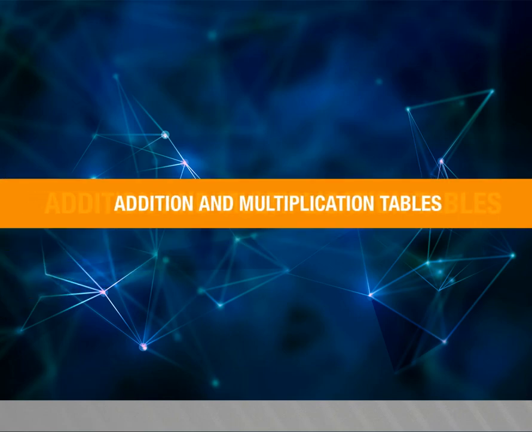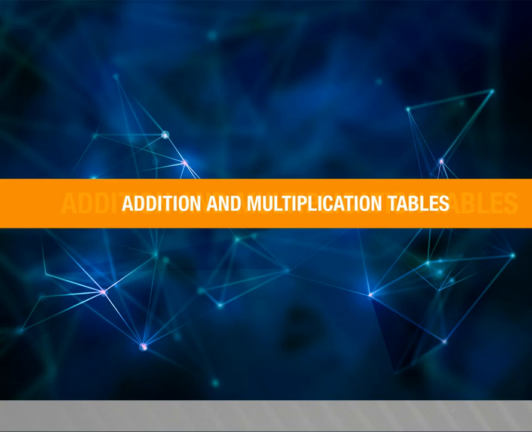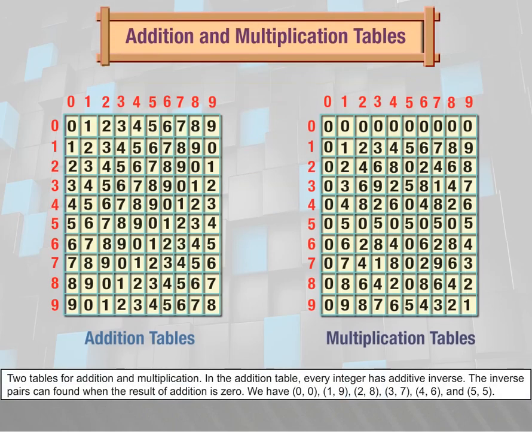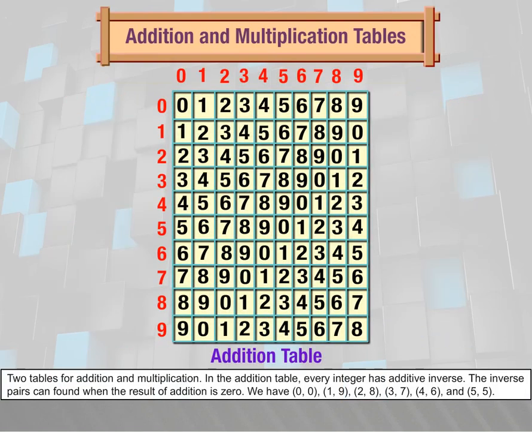Addition and multiplication tables. In this video, we are going to see about addition and multiplication tables. Two tables for addition and multiplication. In the addition table, every integer has an additive inverse. The inverse pairs can be found when the result of addition is 0. We have (0, 0), (1, 9), (2, 8), (3, 7), (4, 6) and (5, 5).